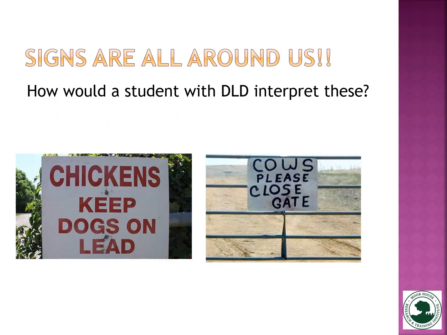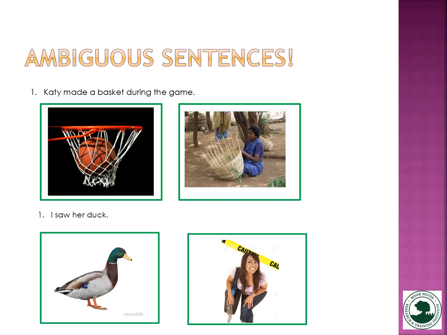Take a look at these two signs. How do you think a student with DLD would interpret them? The English language is full of ambiguity. Here are two examples of phrases that a child with poor receptive language skills would struggle to interpret. Katie made a basket during the game. I saw her duck.